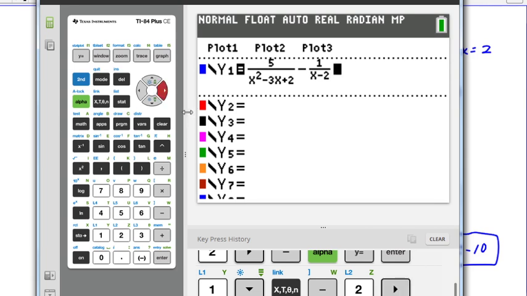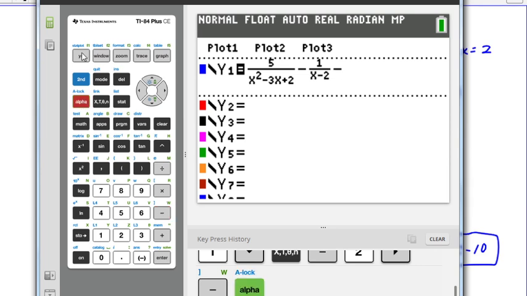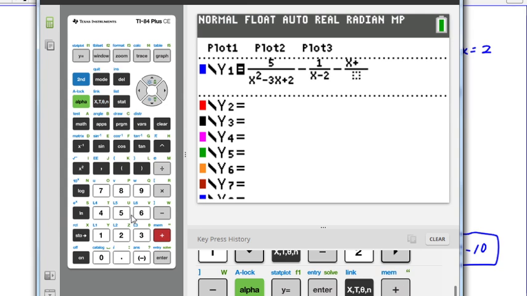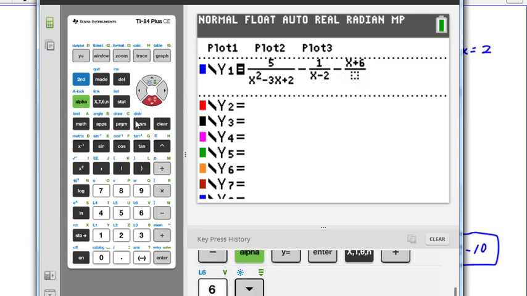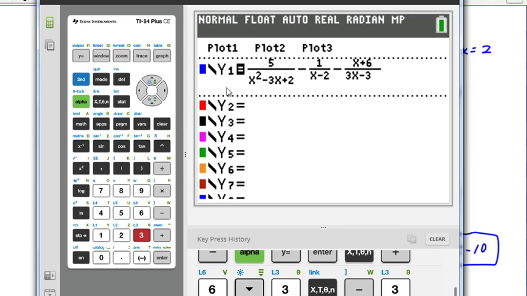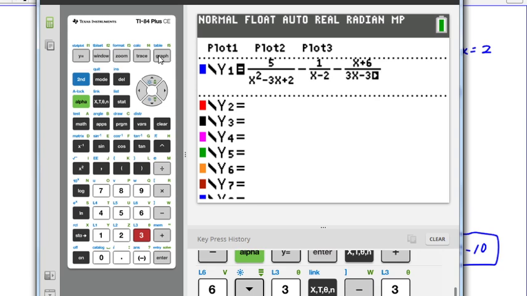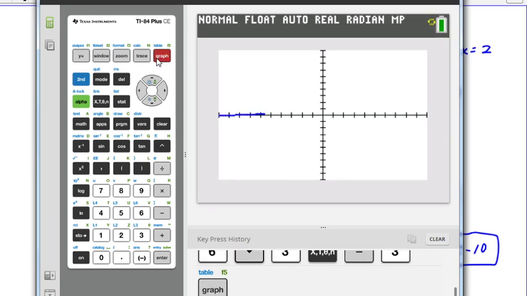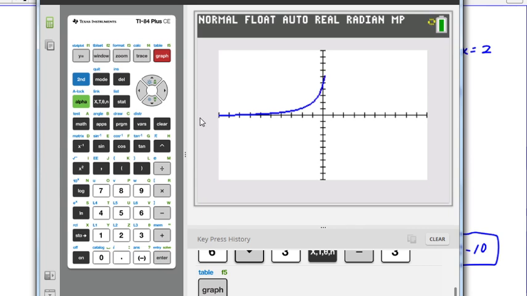And then what we're doing is we want to set the right side equal to 0, so we're going to subtract the other fraction, and so we have x plus 6 here in the numerator, and in the denominator we put 3x minus 3. This is a technique for solving by graphing. So we graph this, and what we look for is where the function touches or crosses the x-axis.